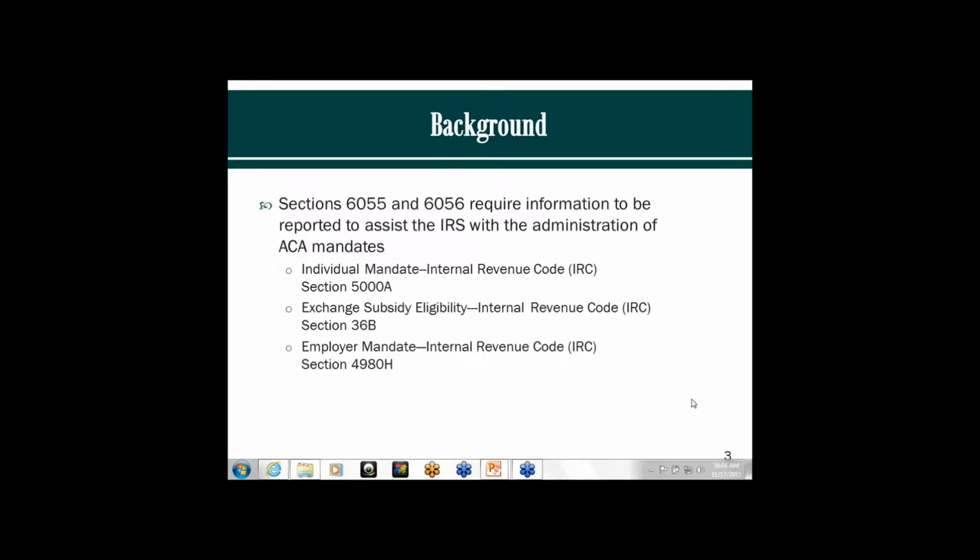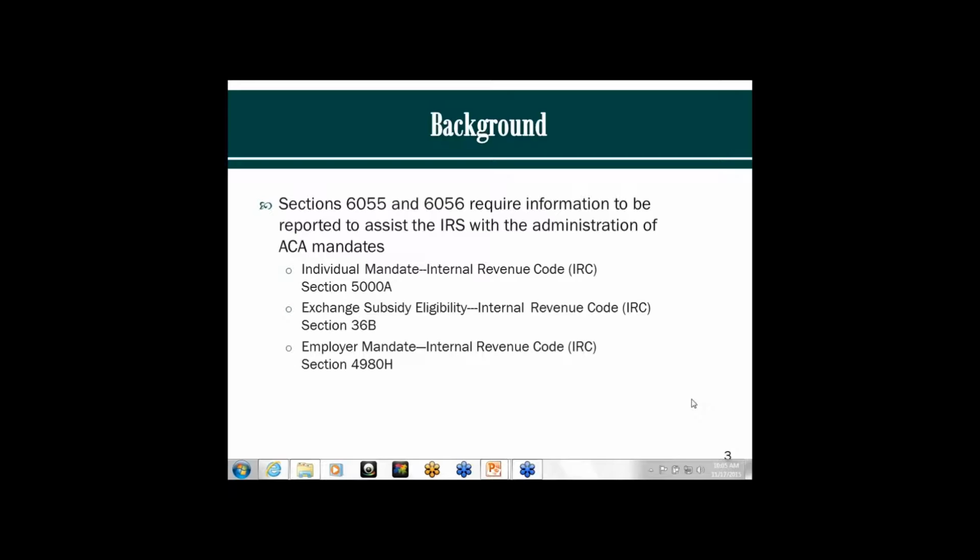Some of those mechanisms that were implemented were, first of all, what we know as the individual mandate. This is the requirement that all U.S. citizens have to be covered with what's considered minimum essential coverage. We reference that as MEC, or they have to pay a penalty. And we know that the penalty for 2016, I believe, is like $695 if we're not covered with health care coverage.